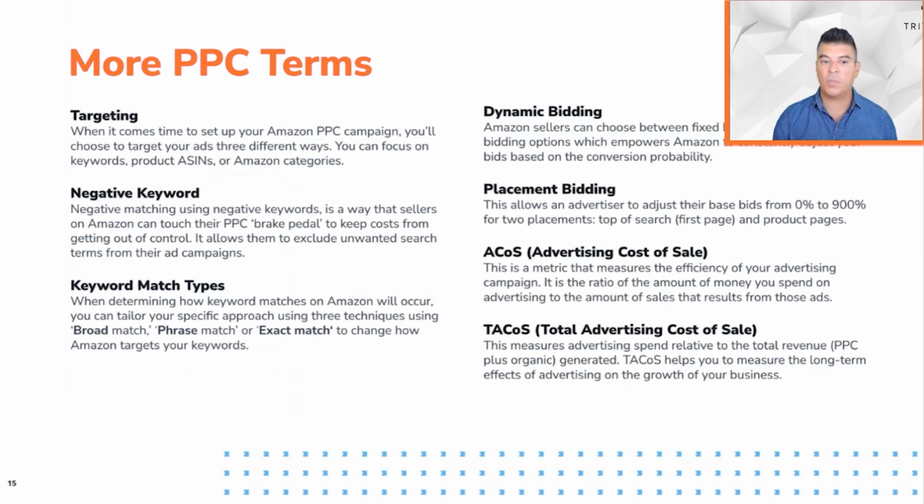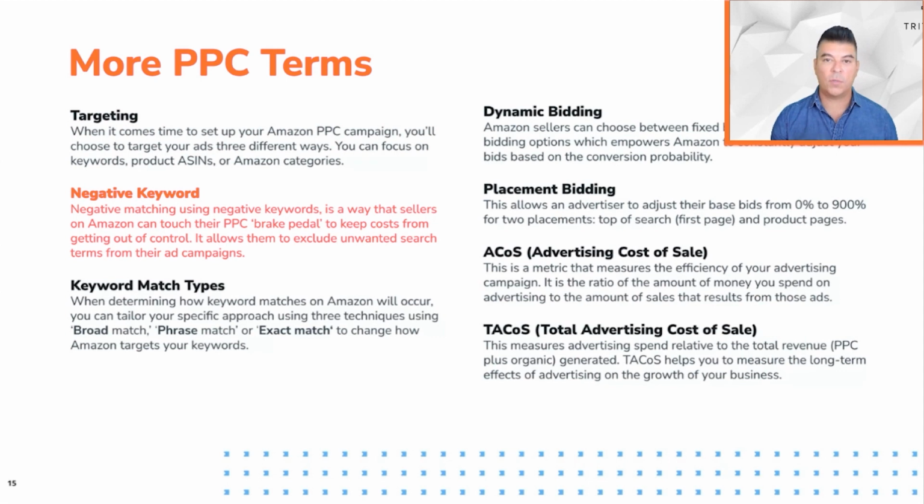Additional PPC terms, targeting. When you're looking at your different campaign types, you can choose different targeting methods. Sometimes it can be keywords, it could be match types, it could be ASINs, like specific ASINs you want to be seen on, or even categories. So we'll go into that more.